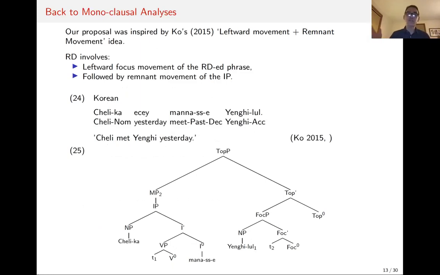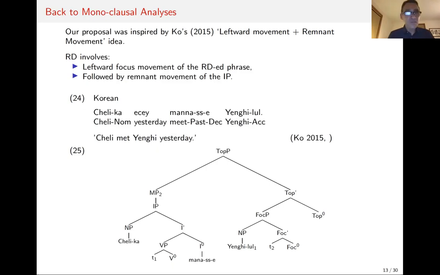This is the Heijun festival today. We borrow Heijun's ideas: she had this leftward movement plus remnant movement idea. The idea is that you first move a phrase that will end up at the right edge of the sentence. You move the right dislocating phrase first to the left, and the remainder of the entire clause moves to the left further. This is what's called remnant movement.